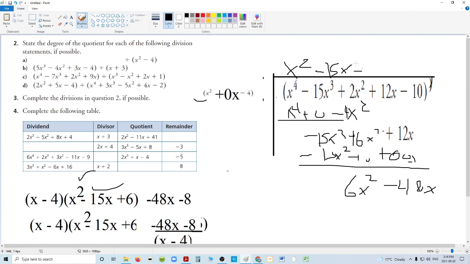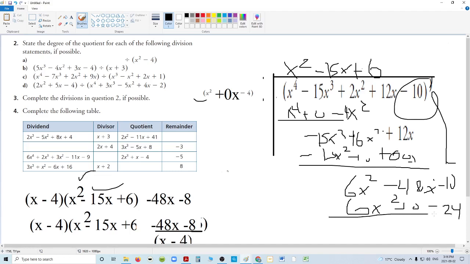So far I did it right. Plus 6 to get 6x squared. And then it's plus 0. And then the remainder up here is minus 10 when I bring this down. And the multiplier is minus 24. Ah, there you go. That's where I screwed up right there.